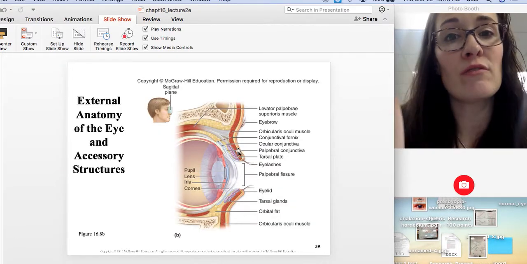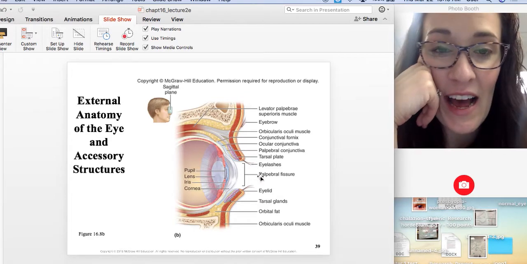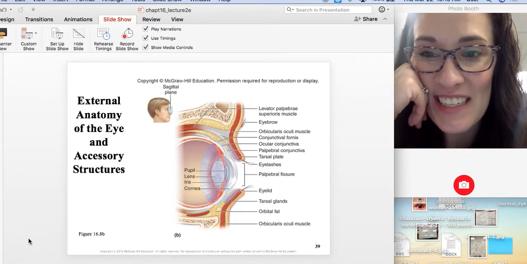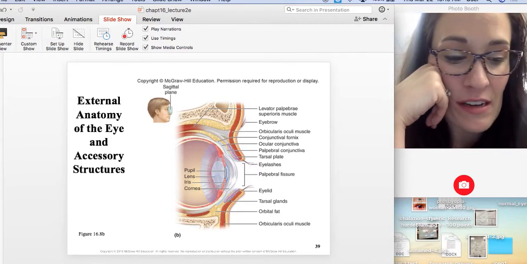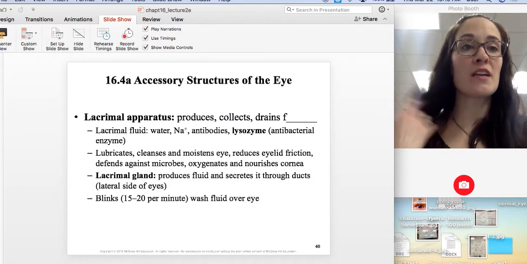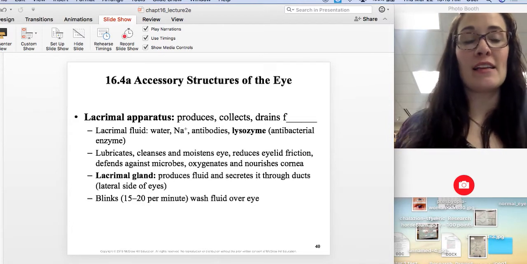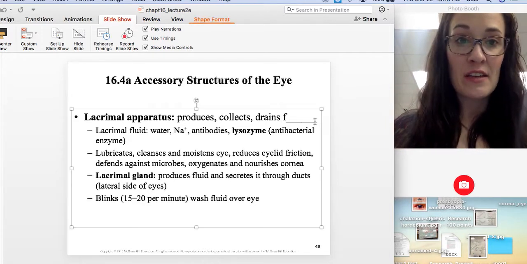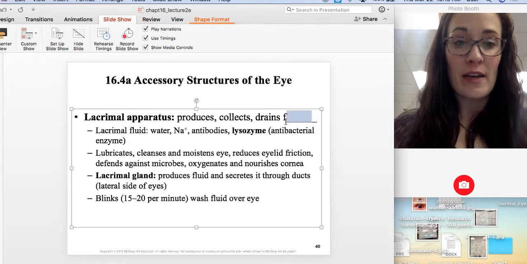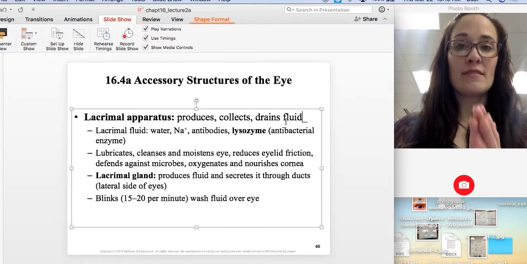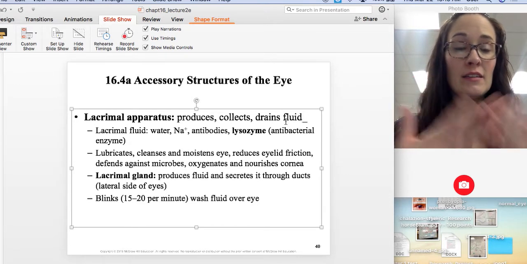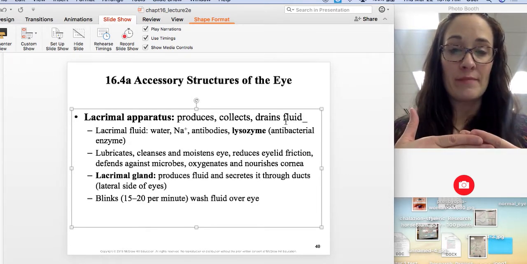This is a lateral view of the external eye, the muscles around it, the eyelashes, all that fun stuff. So another external part of the eye is the lacrimal apparatus, better known as producing tears. The tears are a fluid, of course, and the apparatus is everything together that produces, collects, and drains the fluid.